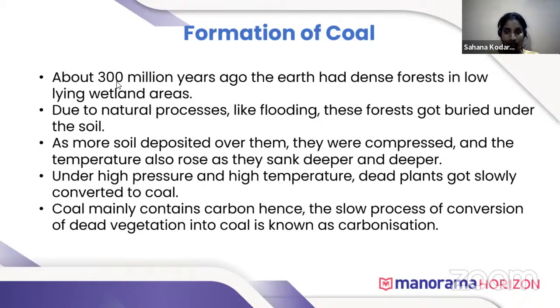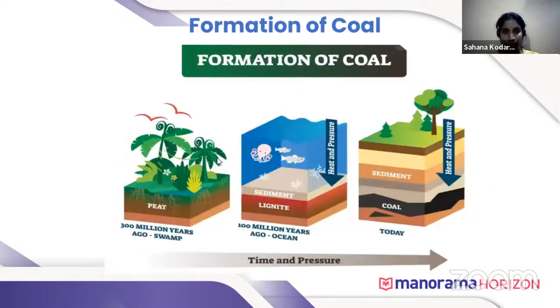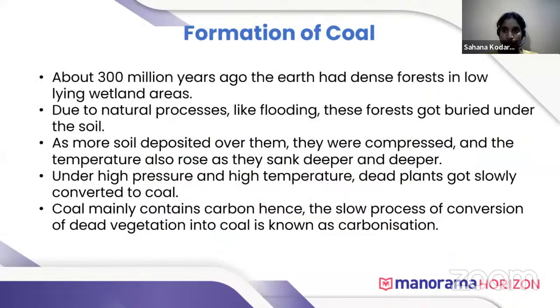So coal is formed in this way. First I will show the image. This is the step to the formation of coal. This is vegetation, which when buried under the soil gets deposited below the earth's surface. Then due to the high pressure and temperature, it will get converted into coal. So we will learn step by step how coal is formed.